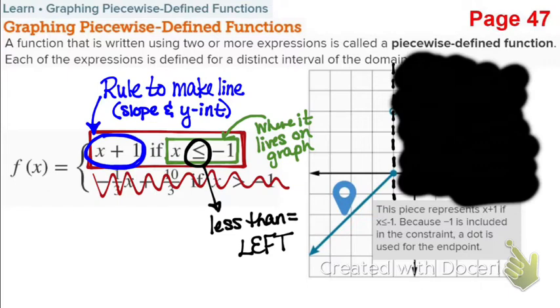That came from this rule right here. What's the y-intercept on that rule? I have slope and y-intercept. What's 1? The y-intercept is coming from the 1. What's the slope?